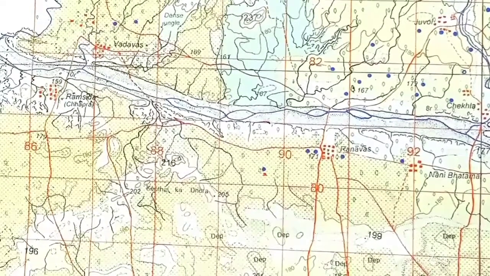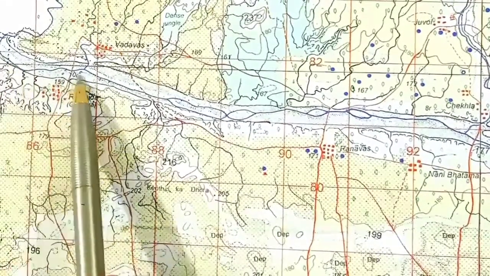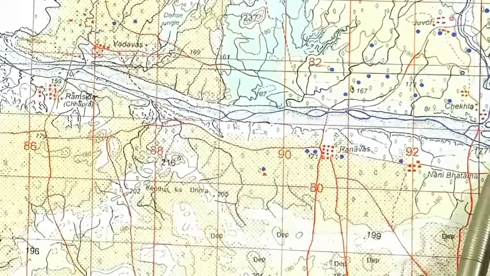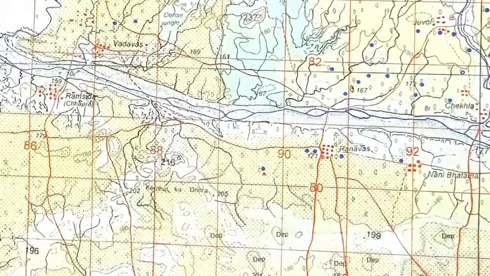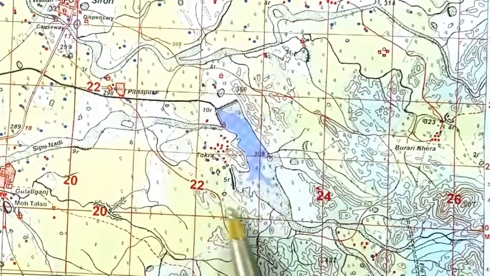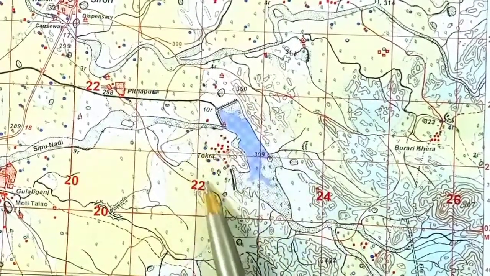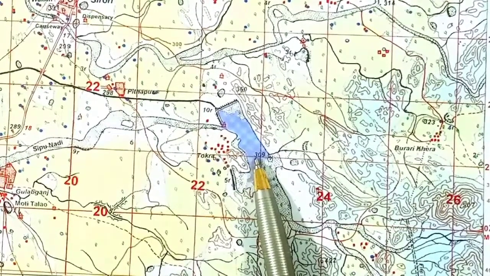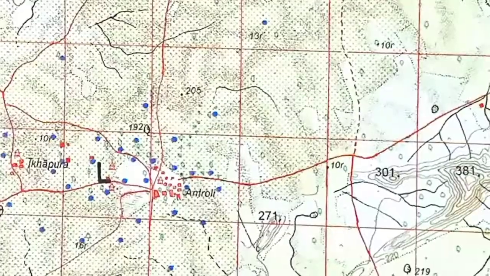Here we can see the river, and there is a blue line. This is indicating that the river is having water. So the blue color has its significance to show the water in the river. This tank out here, this is a tank. This tank is having water. It is filled with water, which is indicated with blue color.